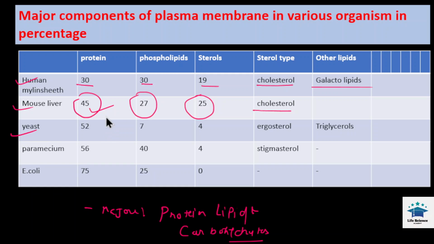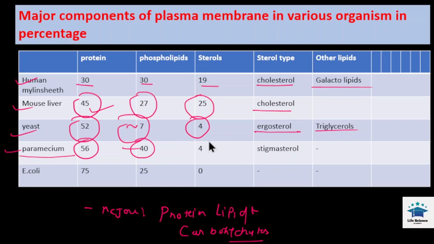If you're talking about yeast, it has 52% protein and a negligible amount of phospholipids, and sterol is also 4%. In the case of yeast, there is the presence of ergosterol and sometimes triglycerols are also present. If we talk about Paramecium, here 56% protein and 40% lipids and 4% sterol, and stigmasterol is also present. Here sterol is present but varies in structure and concentration.